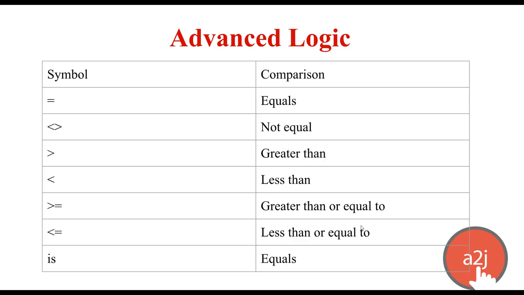Here are some of the examples of symbols that can be used in advanced logic statements. You can use the equal symbol, not equal, greater than, less than, greater than or equal to, less than or equal to, and the word is also means equals.